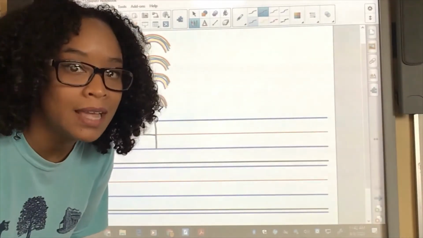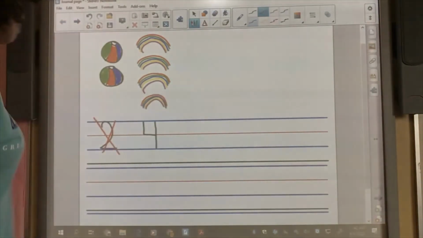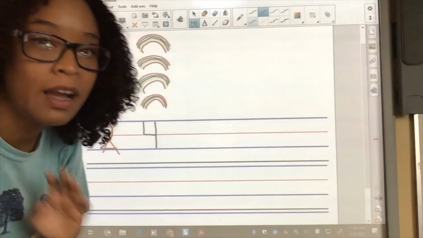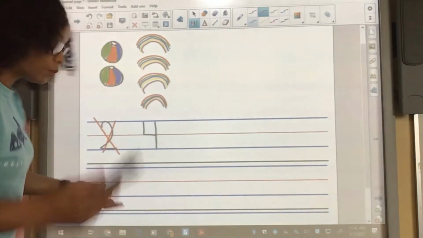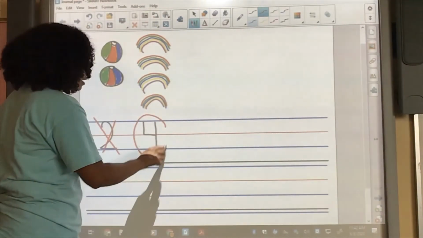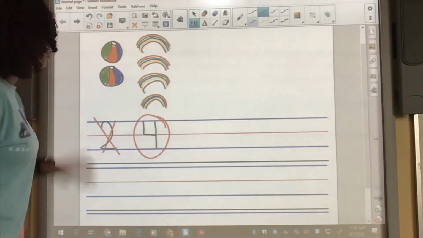Now, if 2 is less than, then what is our 4? Our 4 is greater than. So how are we going to show that our 4 is greater? We're going to circle it. Just like that. Go ahead and circle your 4.